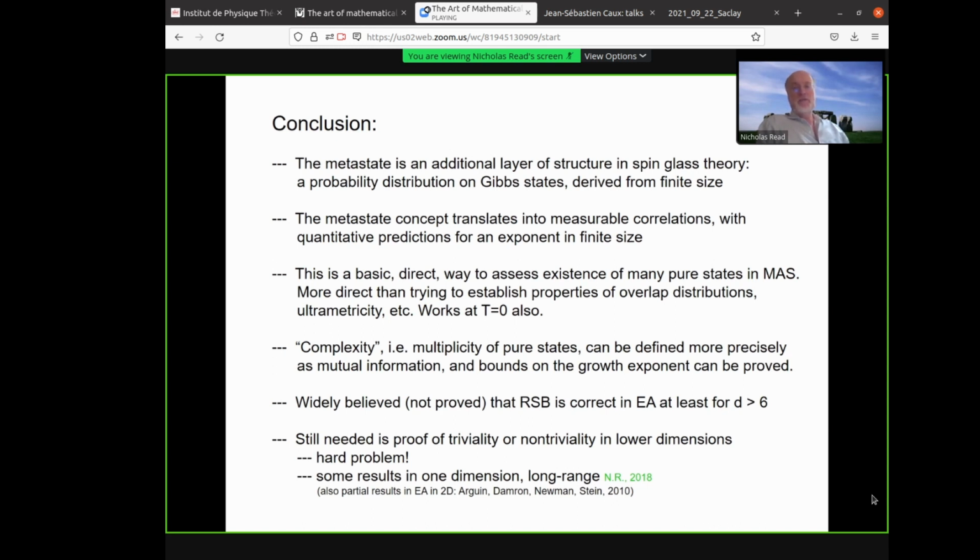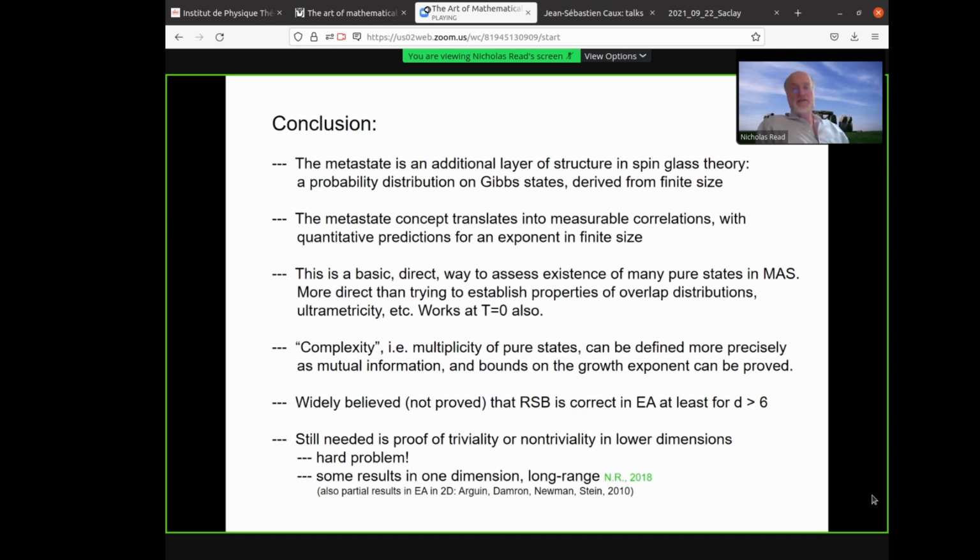And there's a quantitative prediction for, at least for high dimensions, for the value of the exponent. So it's a useful way to assess whether there are many pure states. And more quantitatively, the number of pure states can be defined more precisely as this complexity given by mutual information, and the growth, the exponent with which this grows with the size of a window, can be bounded.